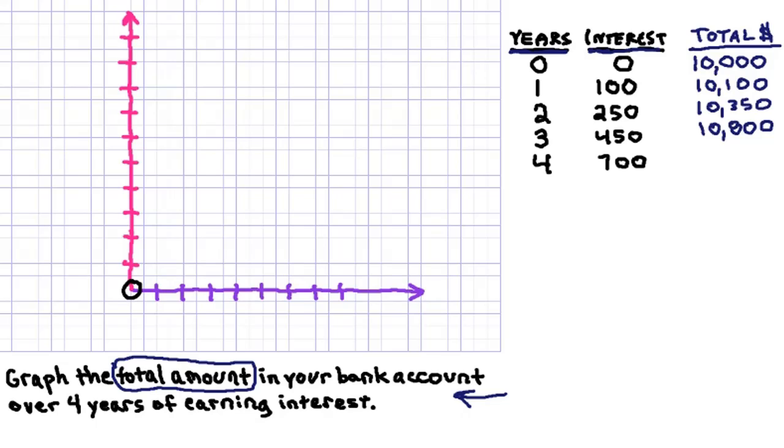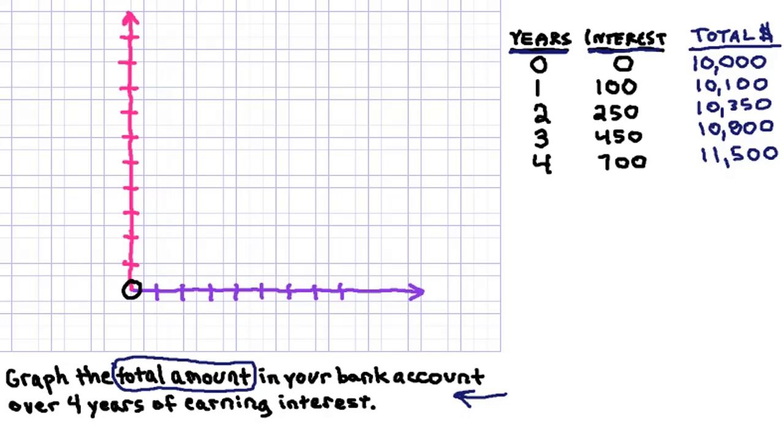And finally, after year 4, you earn $700 in interest, and so you add that $700 in interest to the 10,800 you had the year before, so that gives you $11,500 total in your bank account. So now we have a new column here, this total column, and that's what it's asking you to graph. It's asking you to graph the total amount.